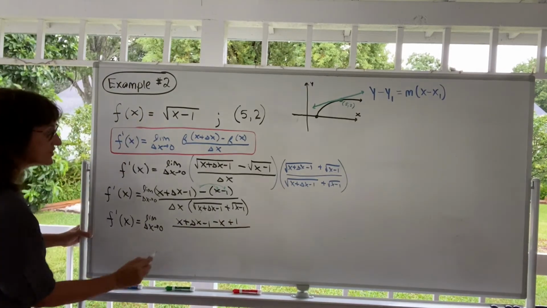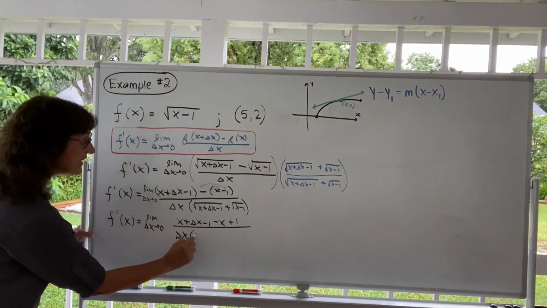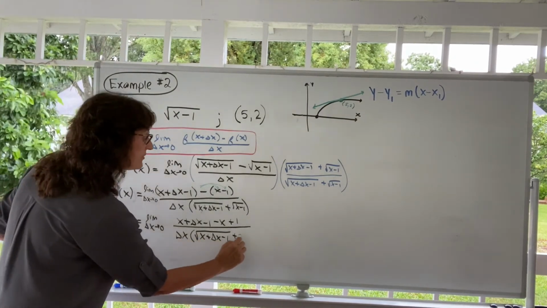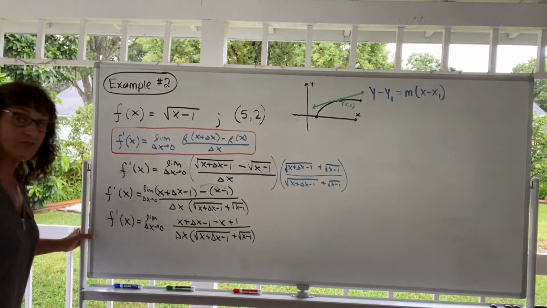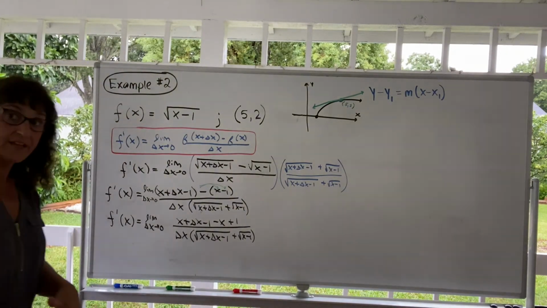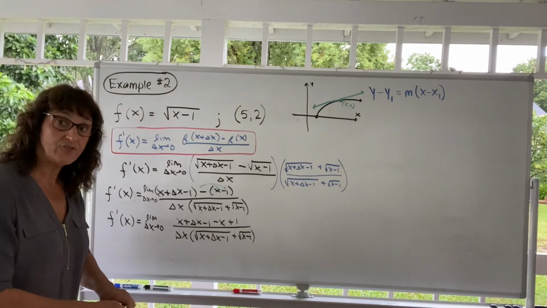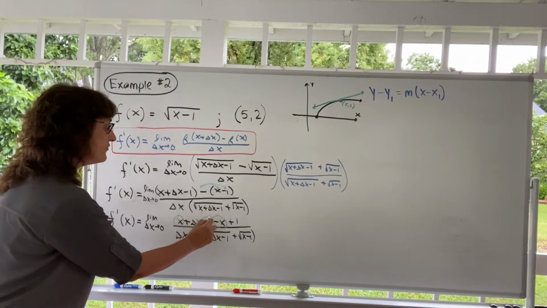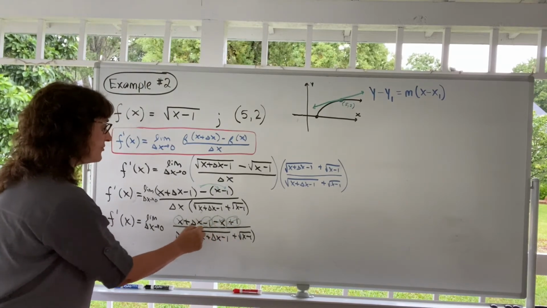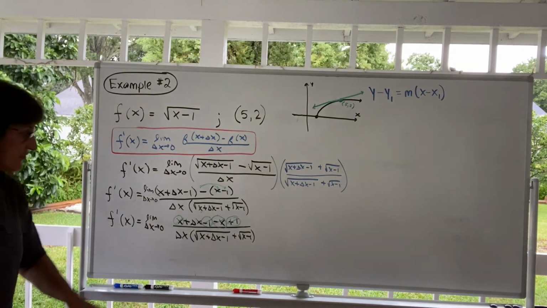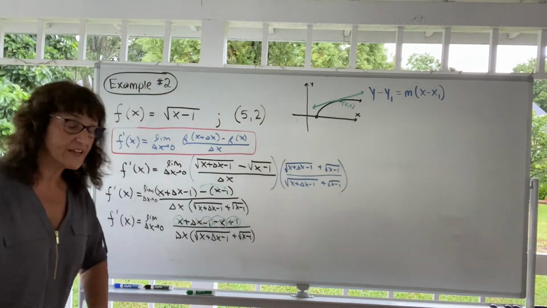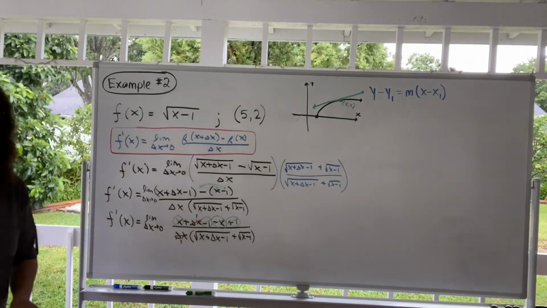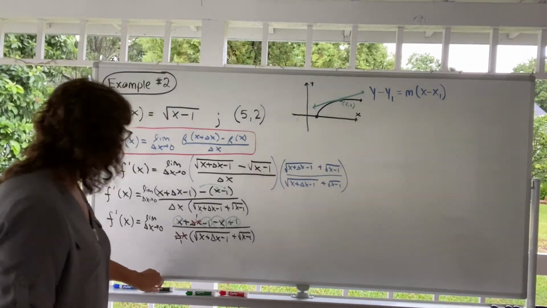Here's my numerator. Denominator, you have delta x times that conjugate. That conjugate is radical x plus delta x minus 1 plus radical x minus 1. So we're here. Combine like terms in the numerator. You have a positive x, negative x, you have a negative 1, positive 1, these terms all cancel. And notice, if I can do this right here in the same step, our delta x's cancel as well.